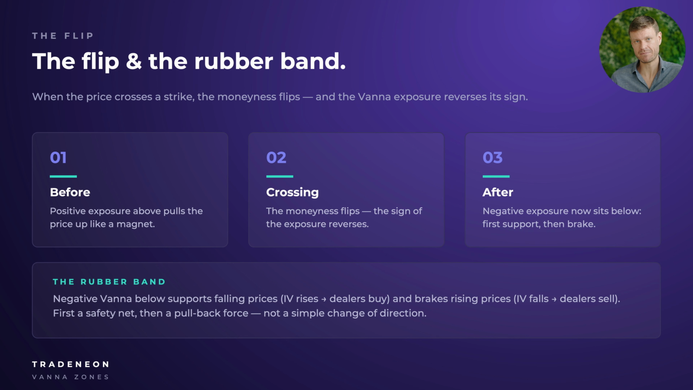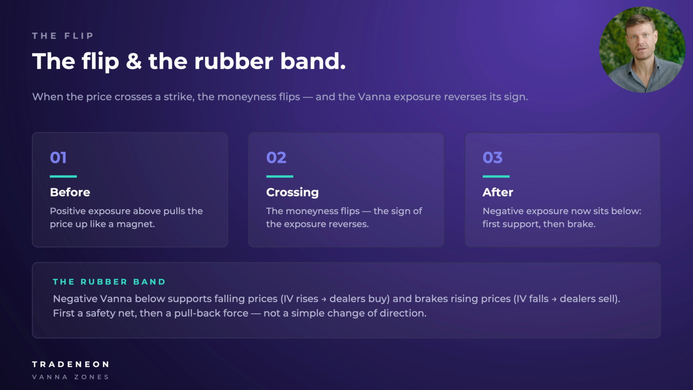Alright, now it gets interesting. What happens when the price actually runs through one of these zones? This is where the key to the whole concept lies. The moment the price crosses a strike, the moneyness flips there, and with it, the Vanna exposure flips its sign. Positive exposure automatically becomes negative and vice versa. That comes from the S-shaped Vanna curve that some of you already know from our dealer hedging course, where we explain this entire phenomenon in depth.